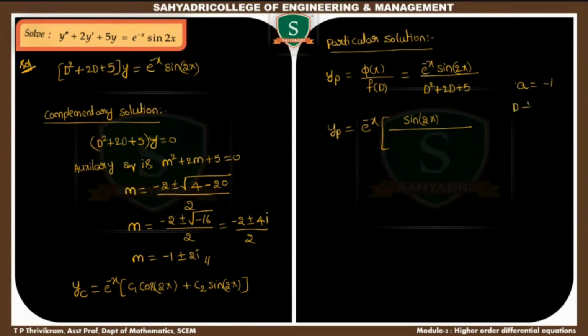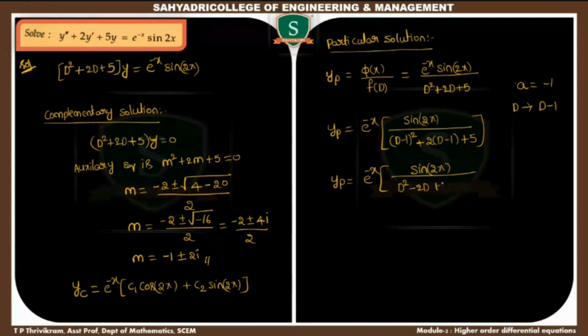Next, D should be replaced with D plus minus 1, so plus of minus will get minus. So you have to replace D with D minus 1. D minus 1 whole square plus 2 into D minus 1 plus 5. So this we need to apply. Yp is equal to e power minus x sine 2x divided by D square, we'll get D square minus 2D plus 1 plus 2D minus 2 plus 5.